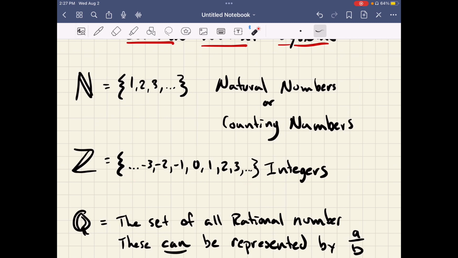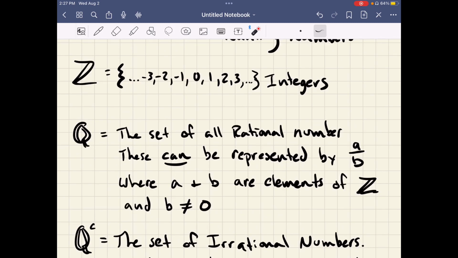Now, neither one of those sets contains what we would call fractions or decimals. So now we're going to look at set Q, which are our rational numbers, and these are numbers that can be represented by a fraction, A over B, right? Where we're going to say A and B both are elements of Z, which means they're all integers, either positive or negative, and we're going to say B can't be 0, because if B is 0, we're going to have 0 in the denominator, which means that is an undefined number. So a rational number is any number that can be represented by a fraction.